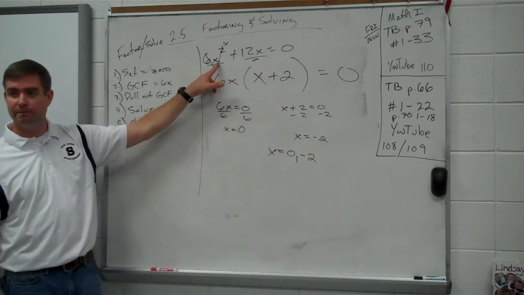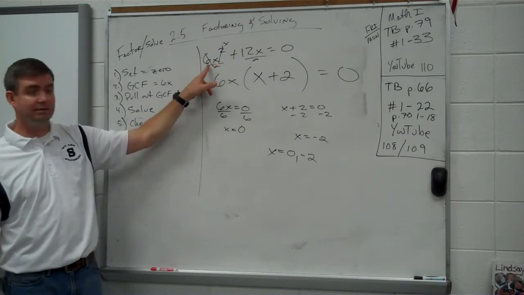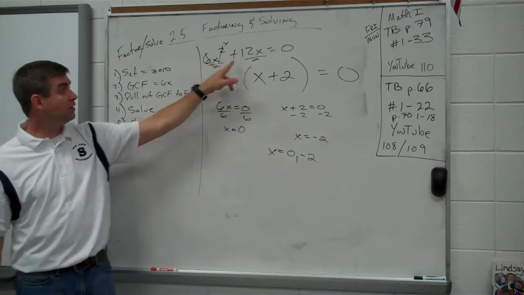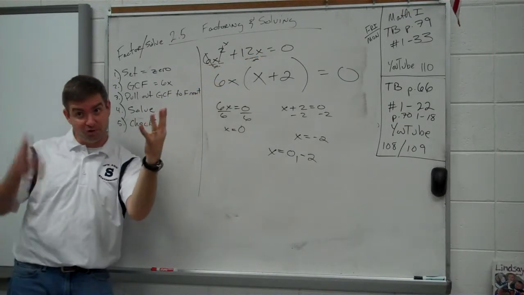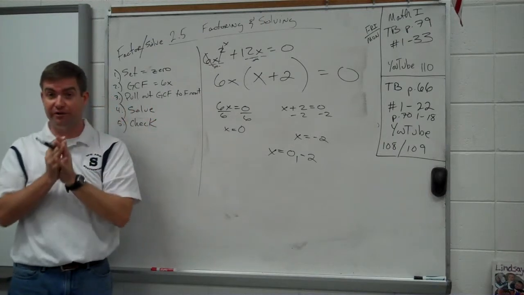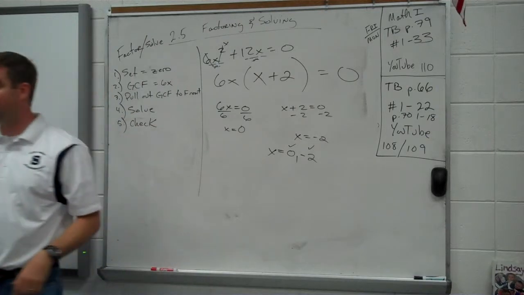Where would it go? Right there. What's negative 2 squared? 4. What's 4 times 6? 24. Alright. What's 12 times negative 2? Negative 24. What's 24 and negative 24? 0. So do they check? Yes, they do. Is it nice that every single problem will be able to check?